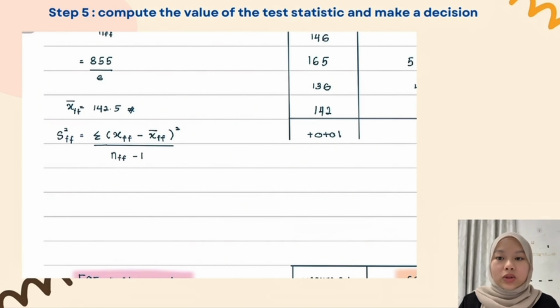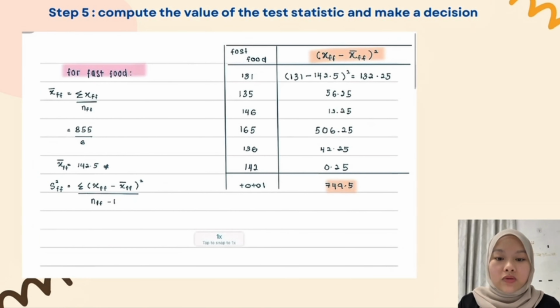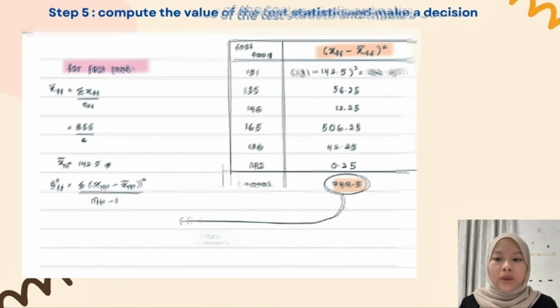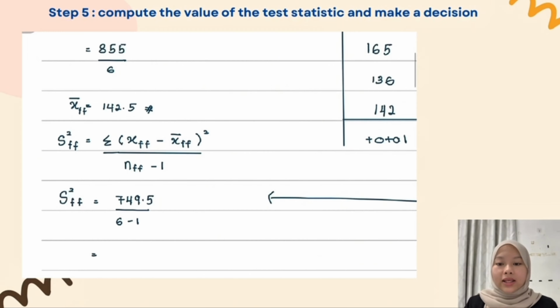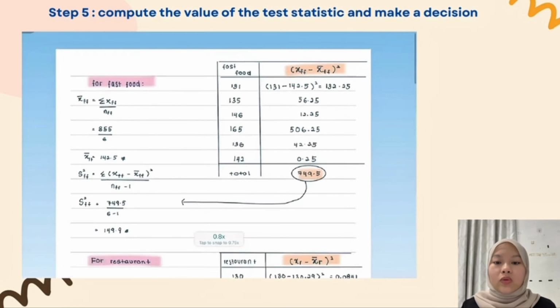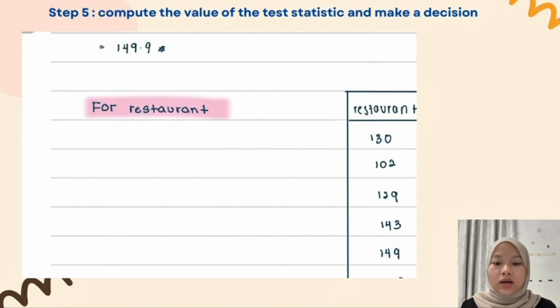Other than that, we also can calculate the sample variance. So what is the formula for the sample variance? The formula is the total of (x minus mean) squared divided by n minus 1. So how do we get the total of (x minus mean) squared? We must calculate one by one like I show in the table. So the total that I get is 749.5. So we just take that and include it in our formula. Then we get the variance for the fast food is 149.9.